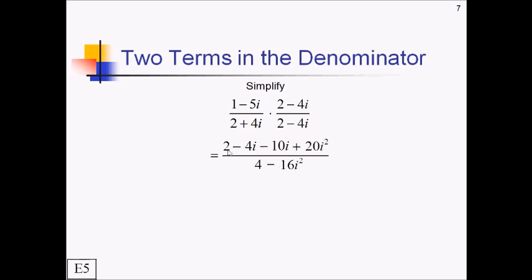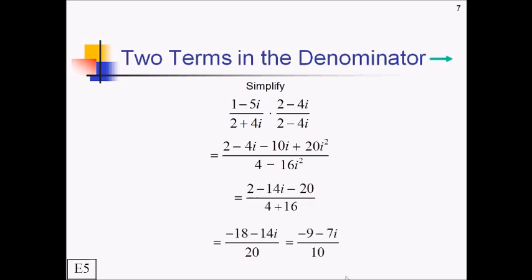Simplifying, up top we've got 2 minus 14i minus 20. Down here we're going to have 4 plus 16. Combining like terms, 2 minus 20 is negative 18. 4 plus 16 is 20. And as a last step, these are all divisible by 2, so we can simplify everything to negative 9 minus 7i all over 10. So that's it for this one.